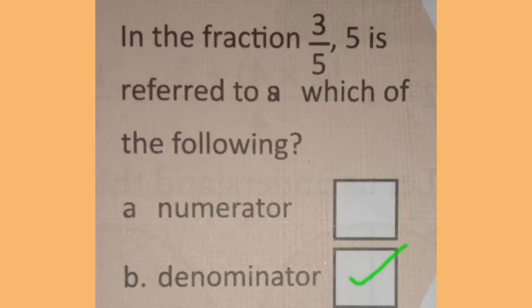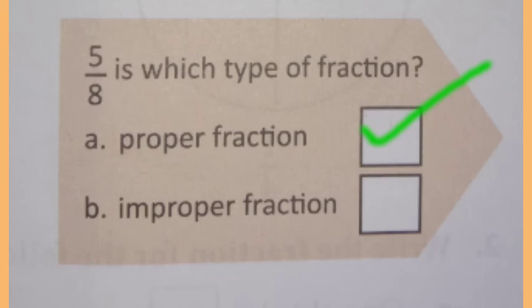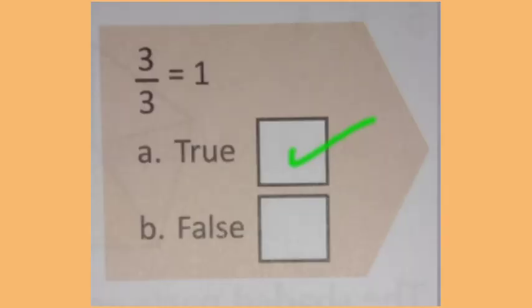In the fraction 3 by 5, 5 is referred to which of the following? Option A numerator, option B denominator. Here 5 is denominator. 5 by 8 is which type of fraction? Option A proper fraction, option B improper fraction. Here the answer is proper fraction. 3 by 3 is equal to 1. Option A true, option B false. Here the answer is true.